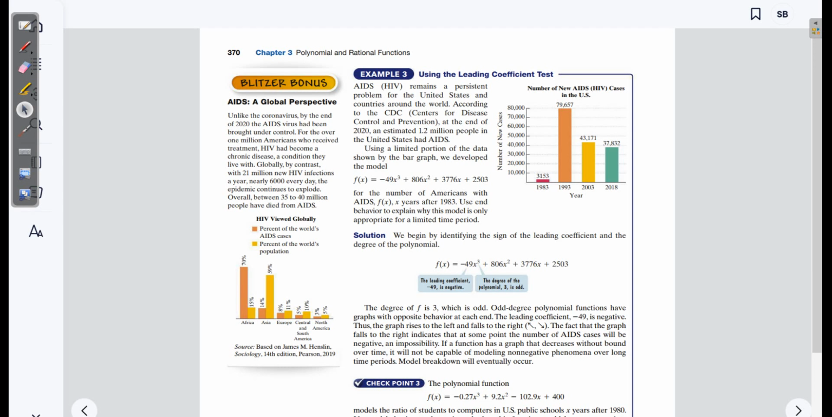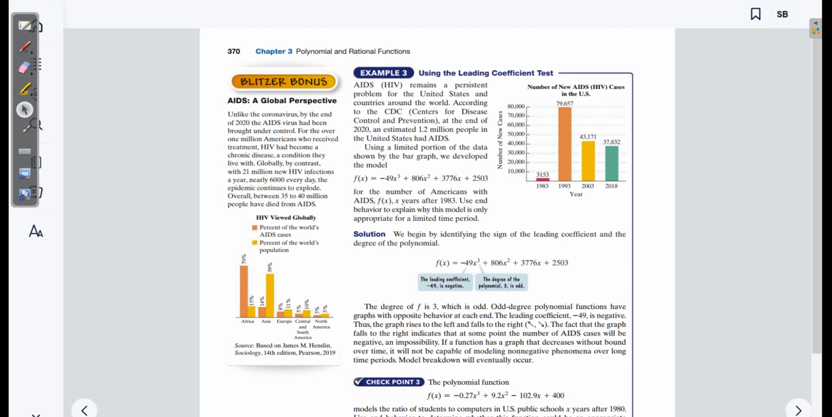Alrighty, so this is a pretty long example to just kind of get to the end behavior part, but we'll still discuss it. So example 3 reads, AIDS, HIV, remains a persistent problem for the United States and countries around the world. According to the CDC, at the end of 2020, an estimated 1.2 million people in the U.S. had AIDS. Using a limited portion of the data shown by the bar graph, we developed a model, this polynomial here, for the number of Americans with AIDS, f of x, x years after 1983. Use end behavior to explain why this model is only appropriate for a limited time period.